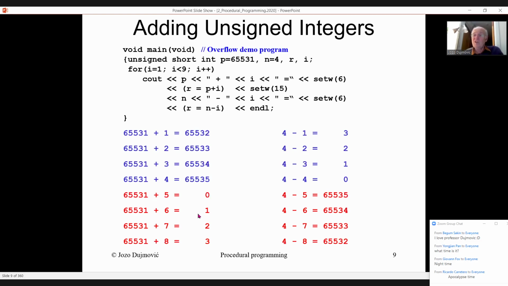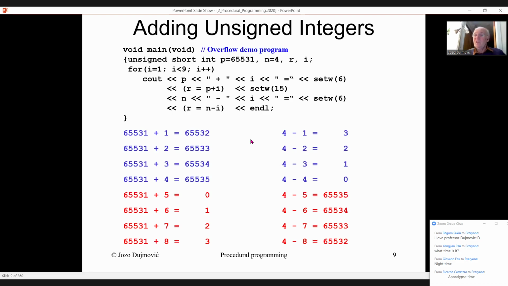So that's tragic. The same is if you subtract. You subtract 4 minus 3, you get 1. Subtract 4 minus 4, you get 0. Now subtract 4 minus 5. What are you going to get? 65,535, which is going to explode somewhere if you have this as a part of your program.